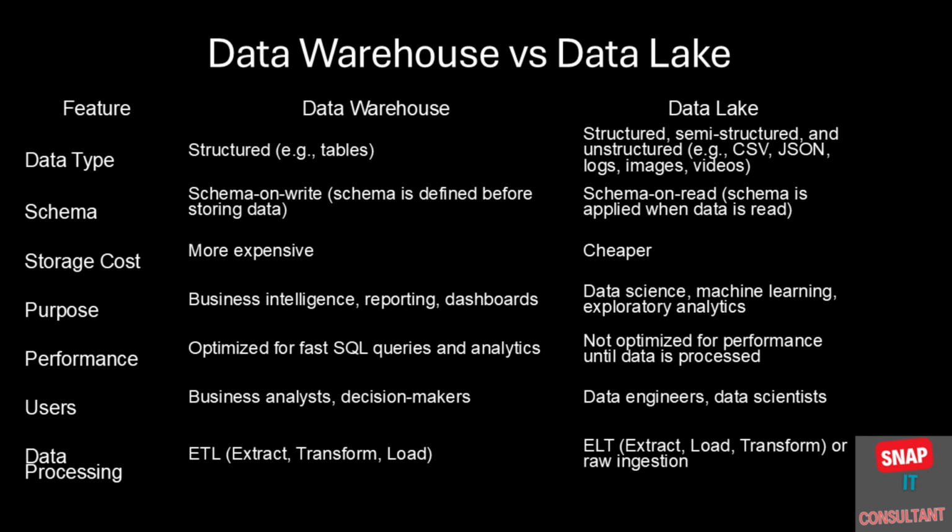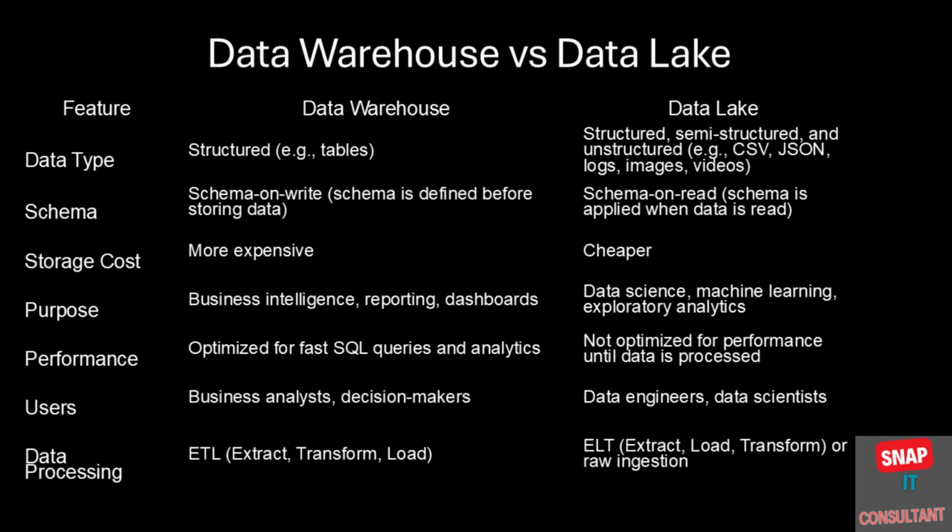Storage cost. Data warehouses are generally more expensive. They're optimized for performance but not built for bulk. Data lakes are cheaper because they store raw data in bulk using low-cost storage options. Purpose. Warehouses are built for business intelligence, dashboards, reports, and curated data for decision-making. Data lakes are designed for data science, machine learning, and deep analysis. You work with raw data and explore freely. Performance. Warehouses are fast. They're tuned for quick SQL queries and real-time analytics. Data lakes aren't optimized for speed until you process and prepare the data, so it can be slower at first.